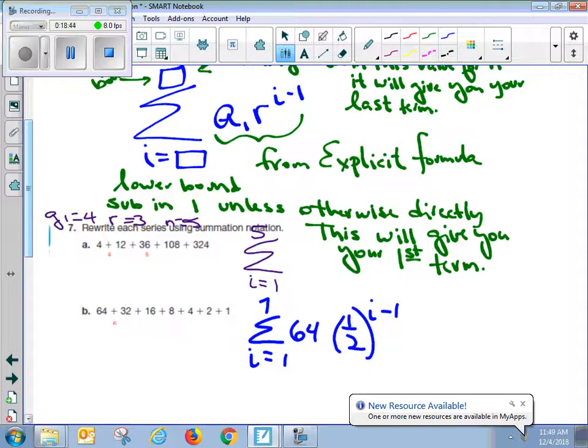Now, next to it, we're putting the explicit formula. The explicit formula is a sub 1 times r to the n minus 1 power. What is a sub 1? 4. What is r? 3. And since I have an I there, I might put an I minus 1. You could put an n minus 1. Just have them match up. Done. That's it. That is summation notation.